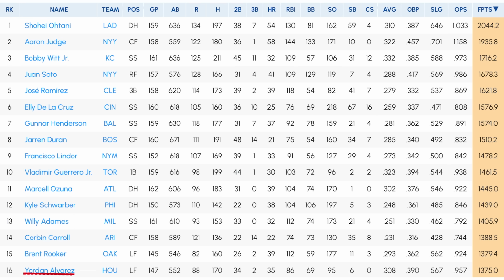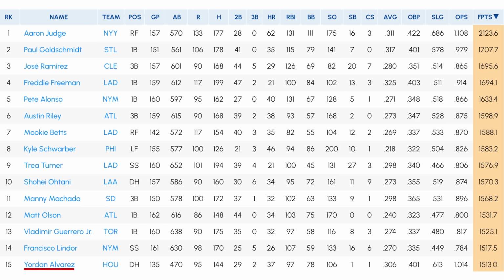Are you kidding? This guy, not last year, but just 2 years ago, 2024, he was the number 16 overall hitter in terms of scoring as far as Yahoo rates it. And 2 years before that, he was number 15 overall. I don't see why he can't get to that point as long as he stays mostly healthy.